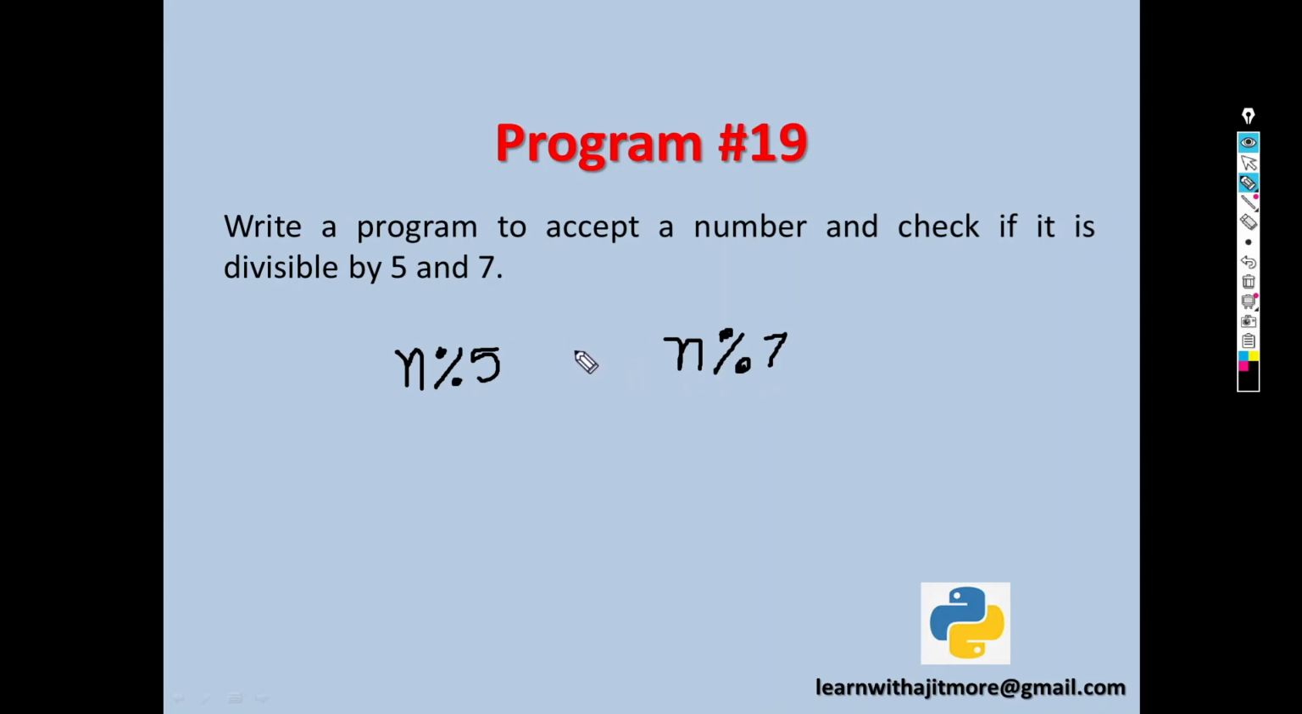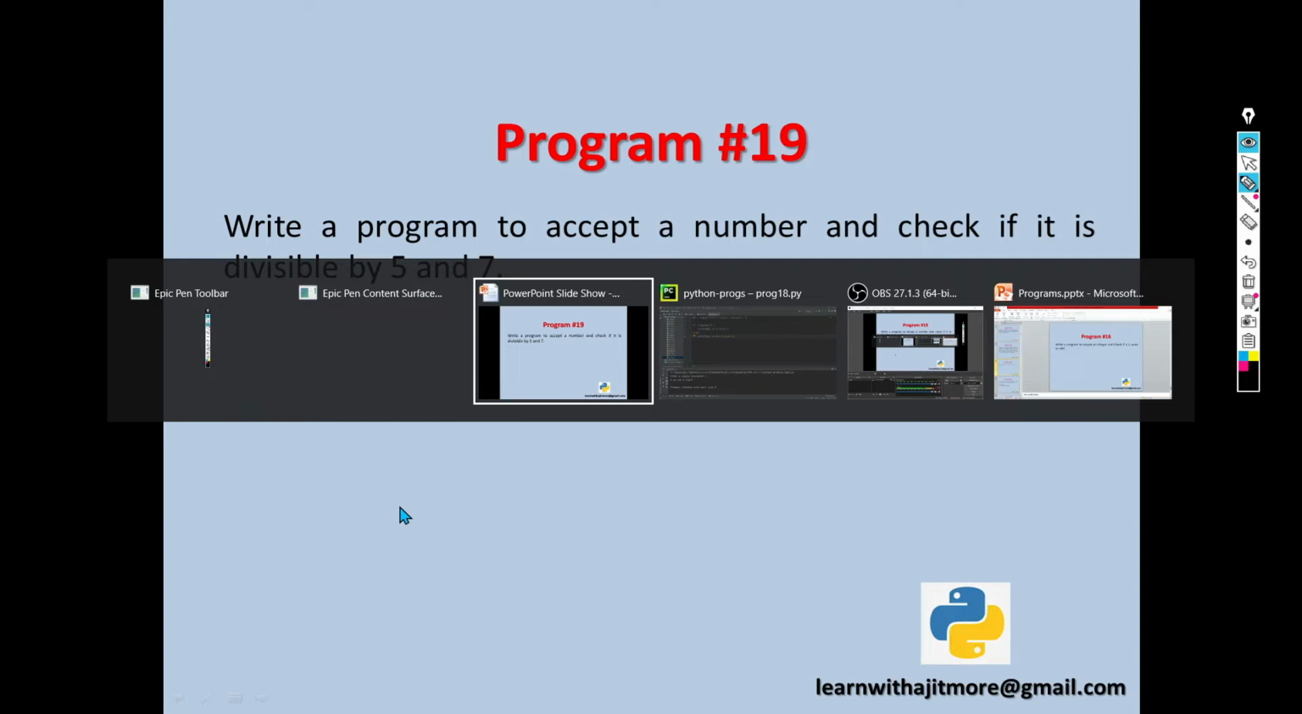Getting? And you have to use AND. You have to do logical ANDing. So for logical ANDing we have the AND operator. So when both the conditions are true, the result is true. Okay, let's move on in PyCharm.